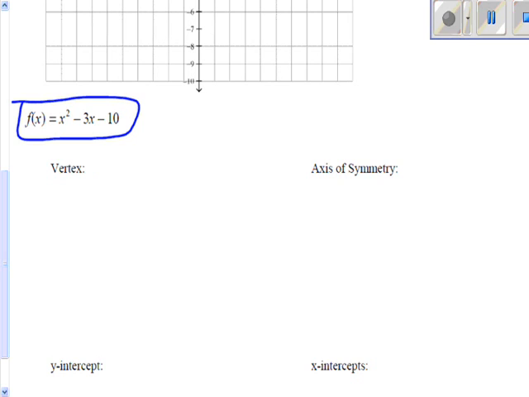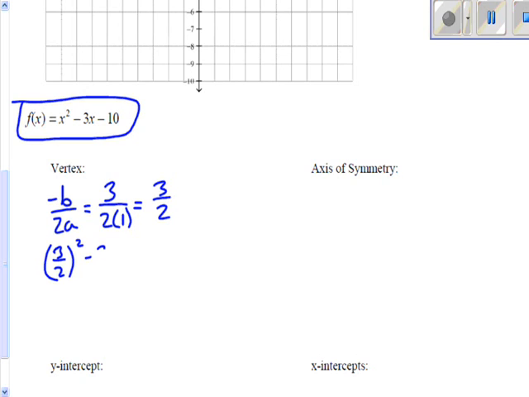To find the vertex, let's start with the vertex. The x value for the vertex, I have to do the opposite of b over 2a. So the opposite of b is a positive 3 over 2 times a, which is 1. So that's going to give me 3 halves. And now to find the y value for the vertex, I just plug that back in. So I plug the 3 halves back into the equation. So I have 3 halves squared minus 3 times 3 halves minus 10.